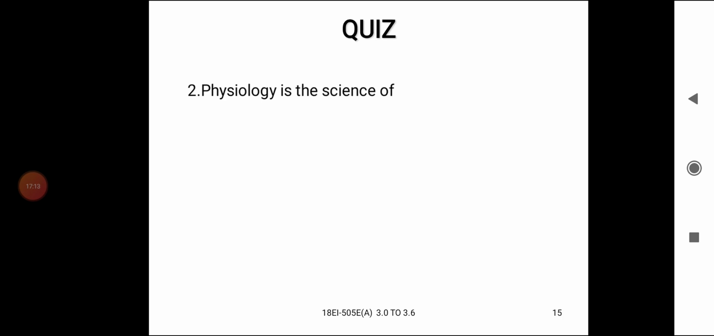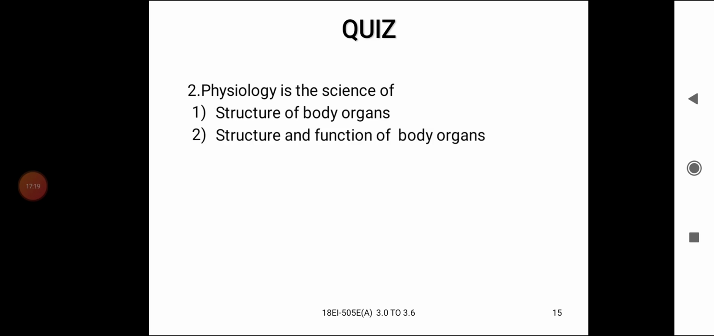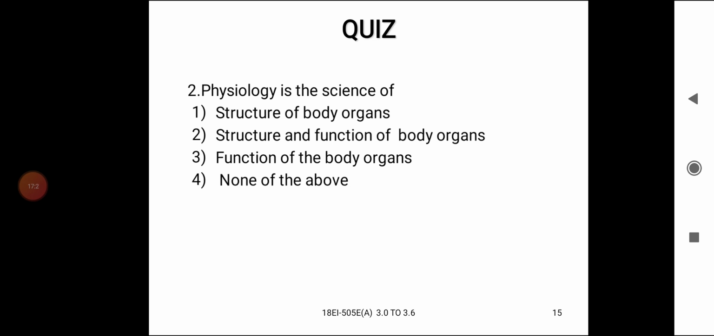Quiz 2. Physiology is the science of: 1. structure of body organs, 2. structure and function of body organs, 3. function of the body organs, 4. none of the above. The answer is function of the body organs.